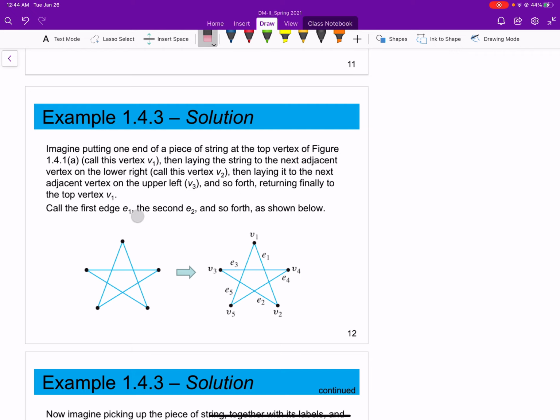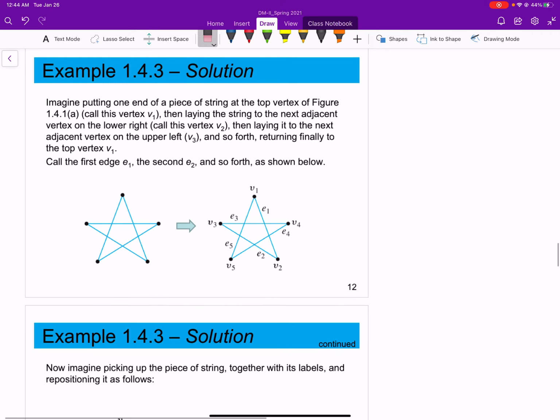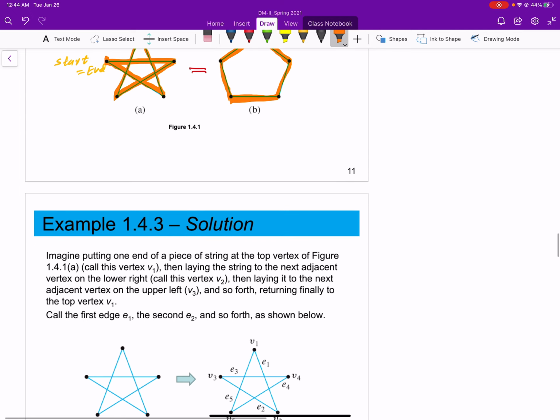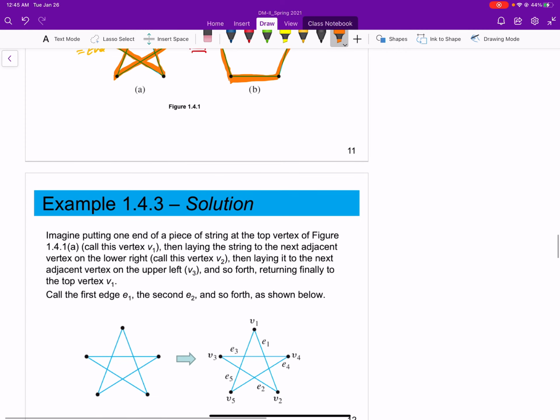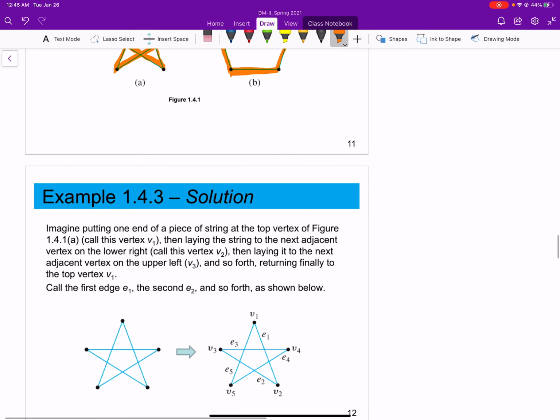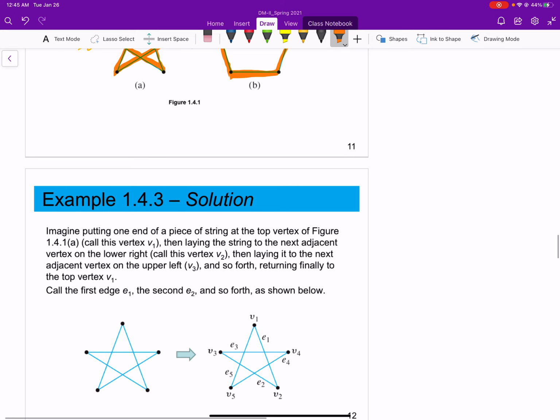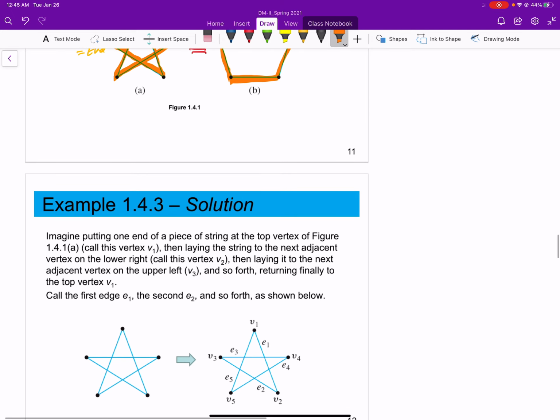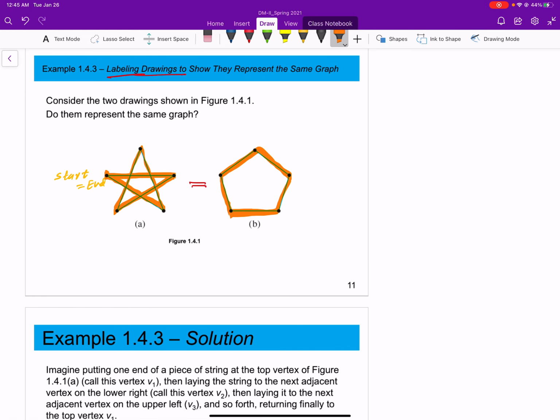Call the first edge E1, the second edge E2, and the third edge E3, and so forth. All right. So this is what we have already learned. So this is a small change. So the start. Give me a second. So this is to mark start and end. Otherwise you will be confused. Let me mark start and end right at the top. So this is the start equals end of the string.